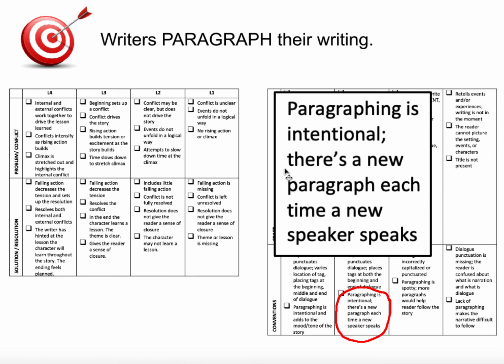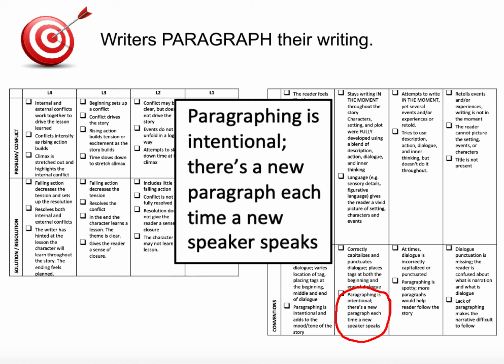So let's look at what the rubric says about paragraphing. This is the level 3, or the meeting standard. Paragraphing is intentional. There's a new paragraph each time a new speaker speaks. So I need to see two things with your paragraphing. Number one, I need to see that you are making intentional choices about when and where to start a new paragraph. And number two, anytime there's a new speaker, I better see a new paragraph.